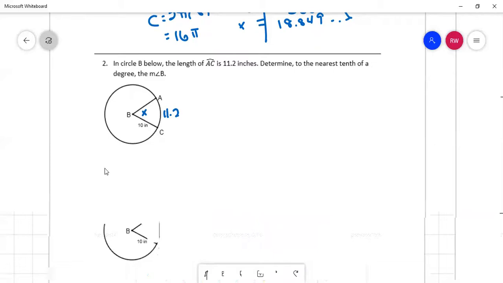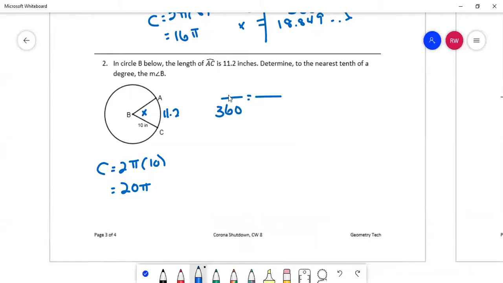So once again, circumference C equals 2 pi times 10, which is equal to 20 pi. I figured out my circumference is 20 pi. Let's set up my proportion. 360 always goes down there. My arc angle, or the central angle, is right here. In this case, it's x. My arc length is 11.2, and my circumference is 20 pi. I'm going to draw this, and we're going to cross multiply.